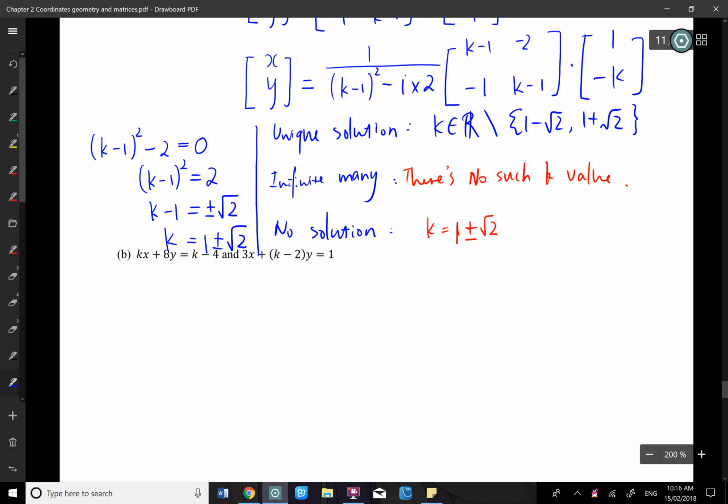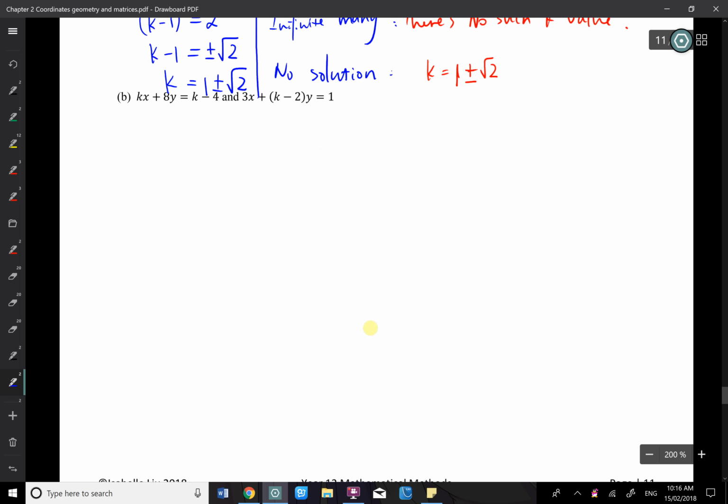If it doesn't make much sense, I will show you another one. Okay, example B. So for this one, I can set up the equation in this way.